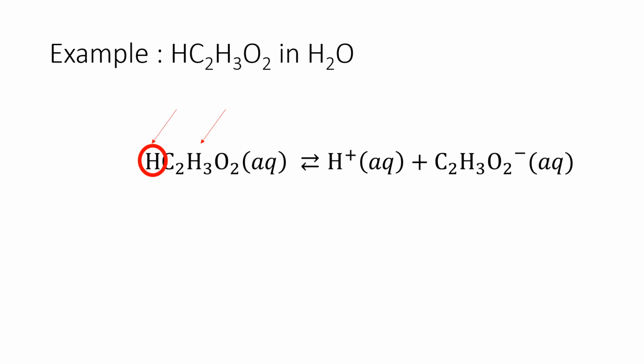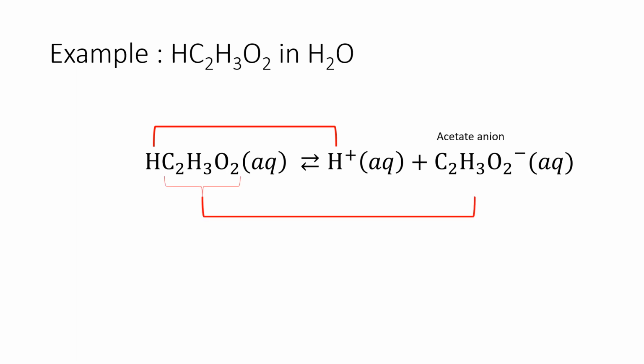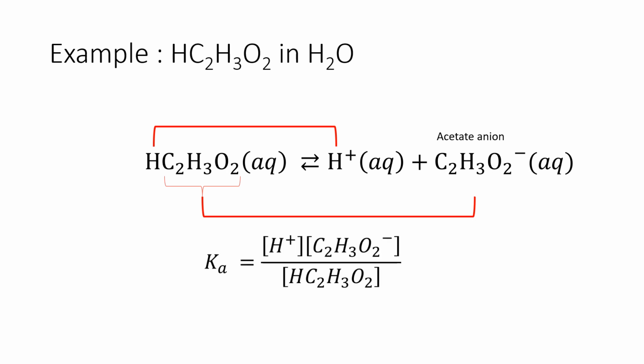The proton in acetic acid is donated, and H+ is written on the product side. Next, the conjugate base, the acetate anion, is written. The charges and all species are balanced. Finally, the acid dissociation constant, Ka, is the concentration of the products, H+, and the acetate anion, both raised to the first power. This is divided by the concentration of acetic acid, raised to the first power.